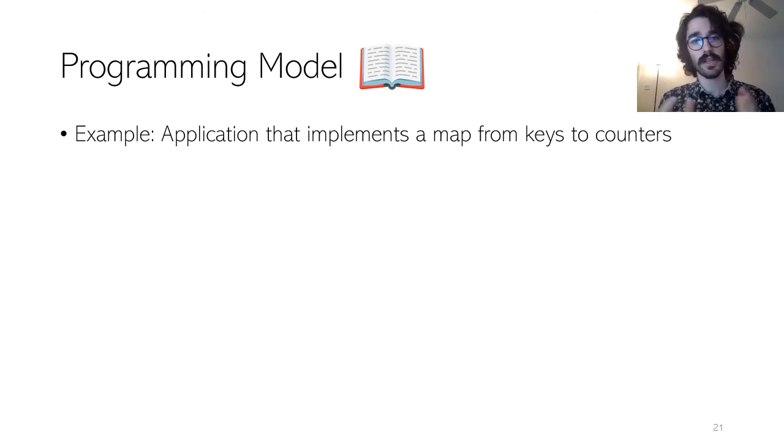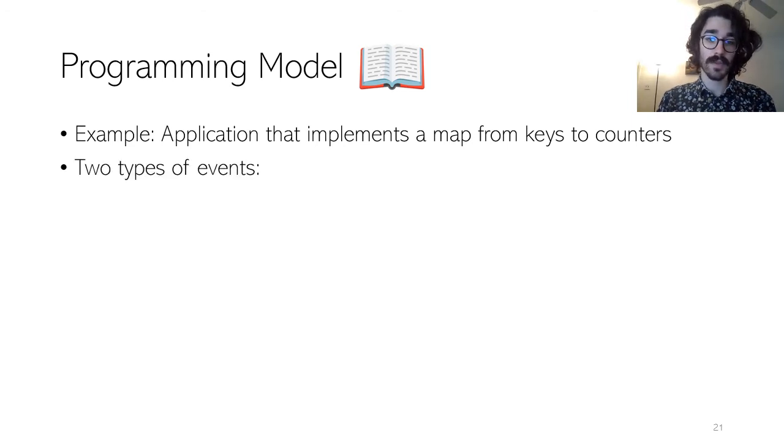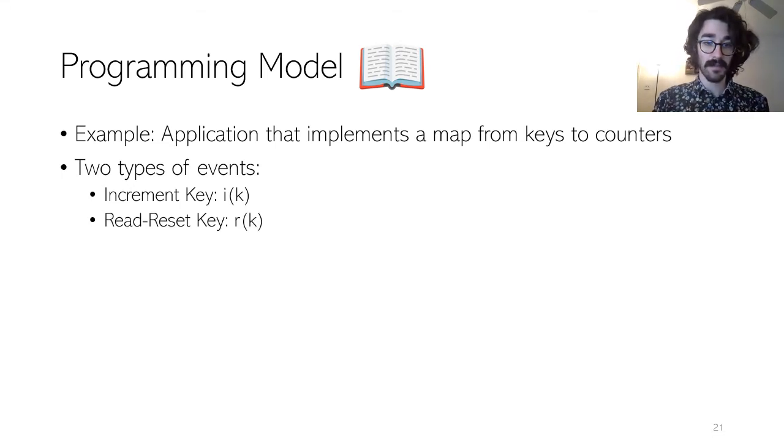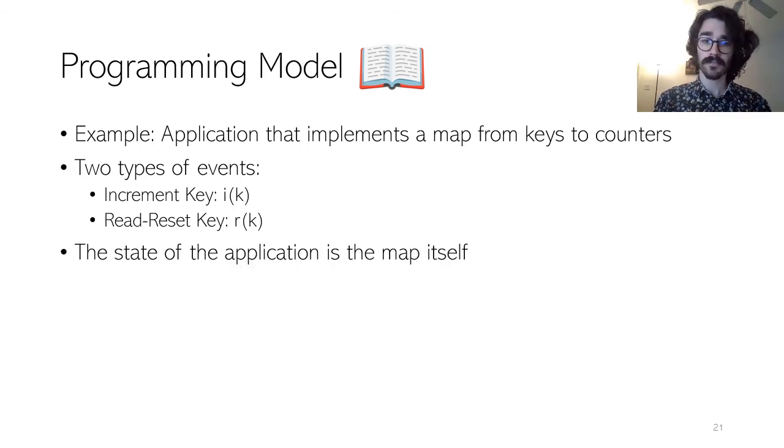Let's look at an application that implements a map from keys to counters. And let's assume that we have two types of events: an increment key that increments the counter for a specific key, and then a read reset key that outputs the value of a counter for a specific key and resets it to 0. So the state of this application is this map from keys to counters itself.